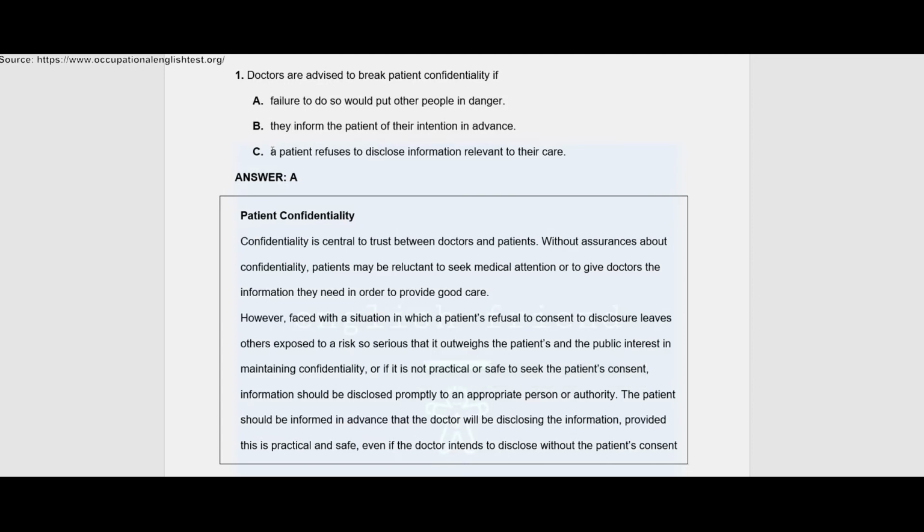Now question number C. Doctors are advised to break patient confidentiality if a patient refuses to disclose information relevant to their care. Again, this is not right, because they may break the patient confidentiality if the patient is refusing, if there is a situation that could be potentially dangerous to other people. If that's not the case, then doctors are not advised and they're not permitted to break the patient confidentiality.